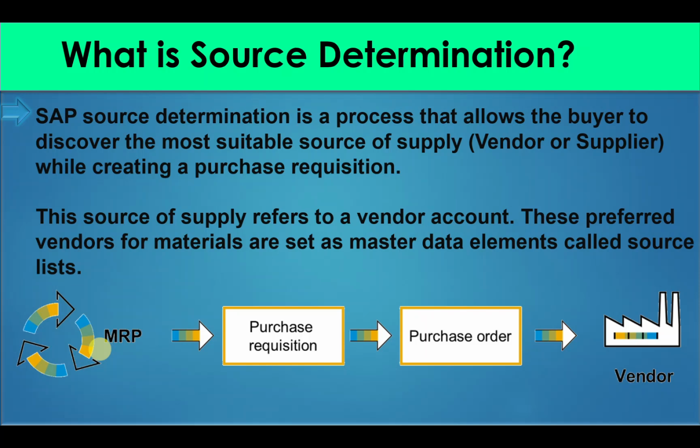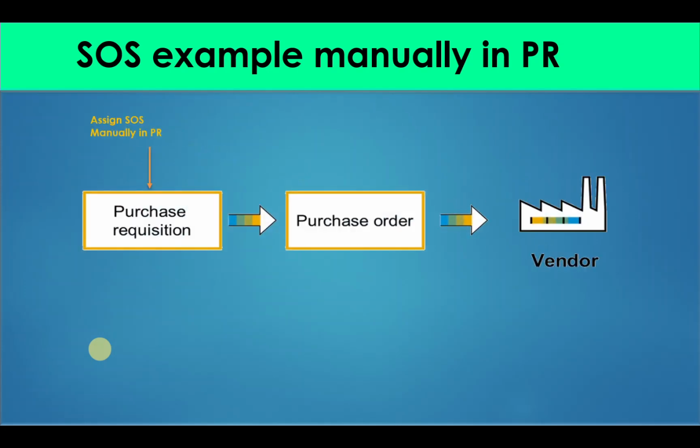So we'll see in detail one by one, and I will start with the very basics considering a beginner, and then I will dive into some higher level details in this video. So we'll start with the very basics: what is the source of supply, an example manually in PR. We will see one example in the system, how exactly source of supply gets determined, what are the basic things of source of supply, and then we will go ahead. So I will go into the system.